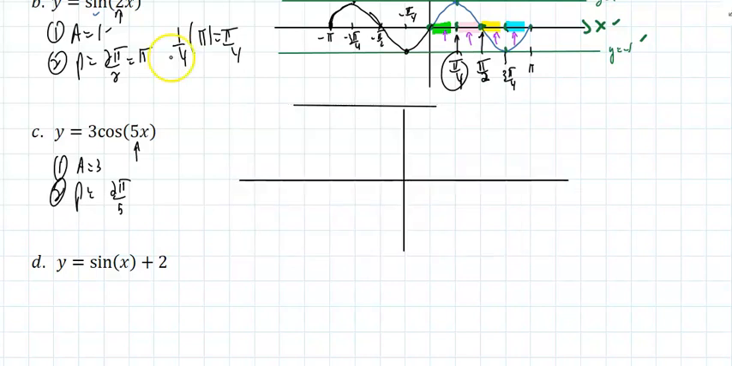Remember, I can scale this any way I want. I need to go up to 3. So I'm going to say this is 1, this is 2, this is 3. As long as you label it, it makes no difference. And there it is. Now it's official. 1, 2, 3.